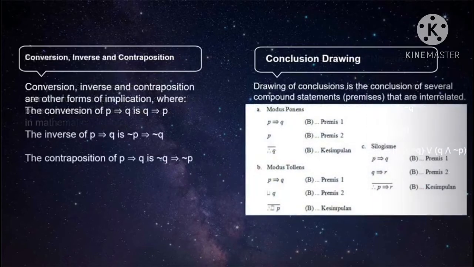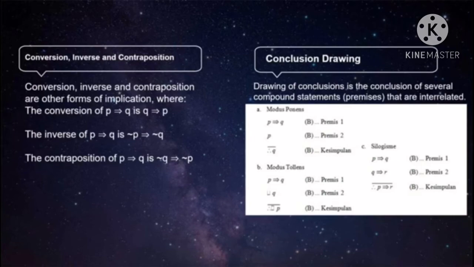Number 11, converse, inverse, and contraposition. Converse, inverse, and contraposition are other forms of implication where the converse of if P then Q is if Q then P. The inverse of if P then Q is if negation P then negation Q. The contraposition of if P then Q is if negation Q then negation P.